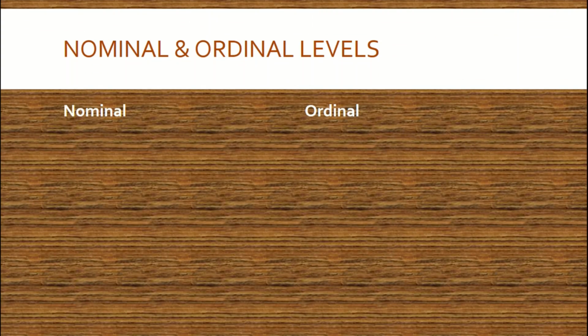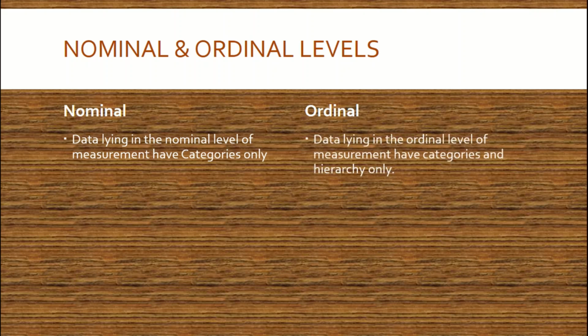To begin with, let us compare the nominal and the ordinal levels of measurement. Data lying in the nominal level of measurement have categories only. On the other hand, data lying in the ordinal level of measurement have categories and hierarchy only. The hierarchy is not quantifiable, or it's not measurable.